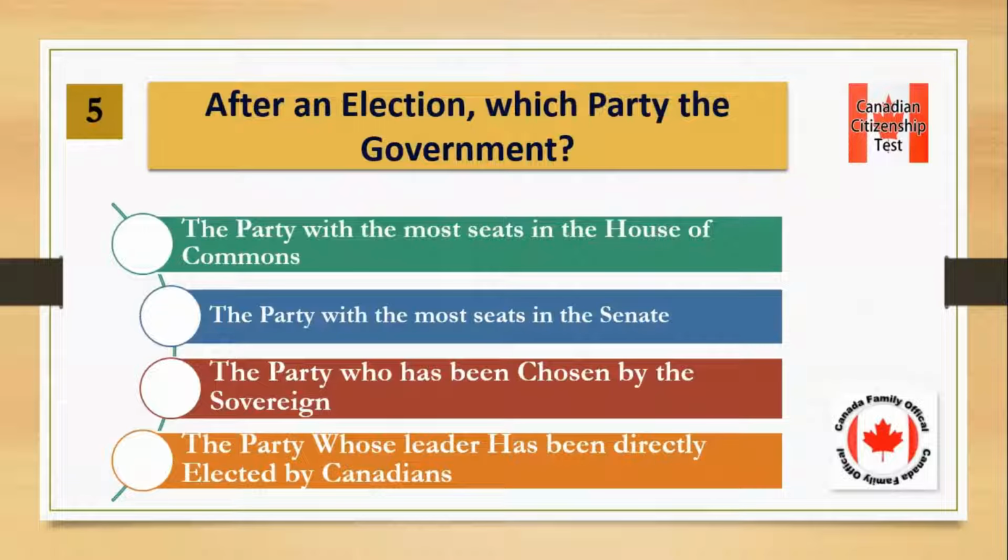After an election, which party forms the government? Number 1. The party with the most seats in the House of Commons. Number 2. The party with the most seats in the Senate. Number 3. The party who has been chosen by the sovereign. Number 4. The party whose leader has been directly elected by Canadians. And the answer is the party with the most seats in the House of Commons.